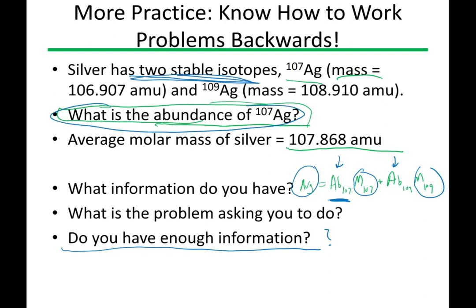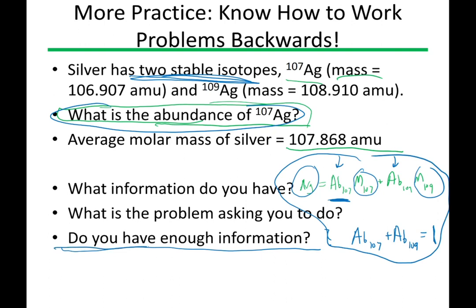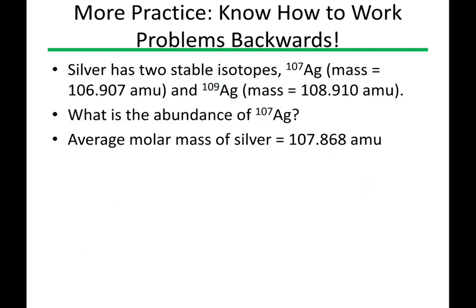So if these are the only two isotopes, we also know that if we add the abundance of both together, that has to equal 100%. Or if we're writing it as a decimal, they have to add up to 1. So we actually have two equations and two unknowns. So this is just enough information to solve this problem. So let's go ahead and write down all of our values and work this one out.